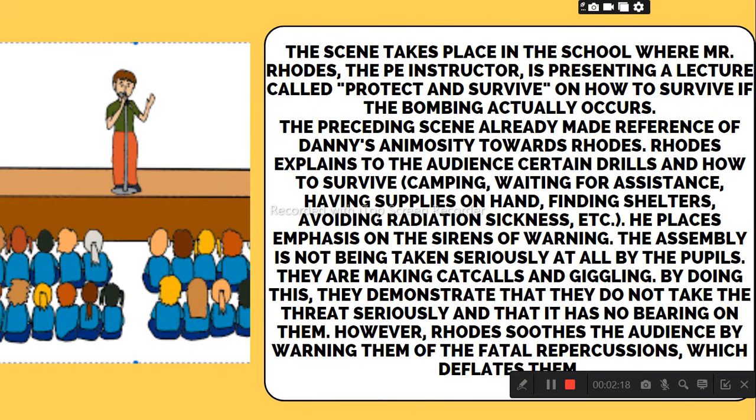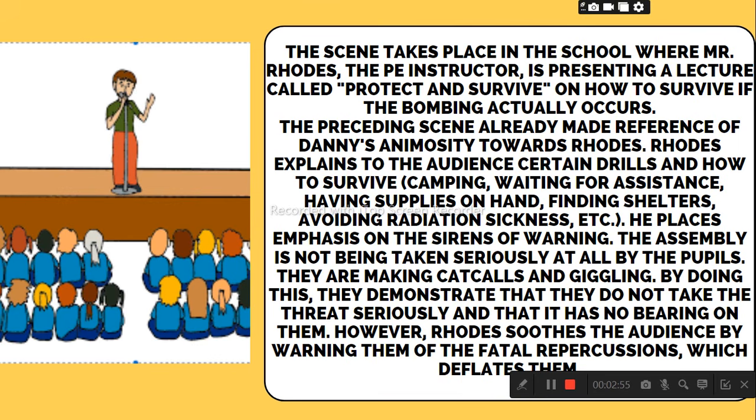The scene takes place in the school where Mr. Rhodes, the PE instructor, is presenting a lecture called Protect and Survive on how to survive if the bombing actually occurs. The preceding scene already made reference to Danny's animosity towards Rhodes. Rhodes explains to the audience certain drills and how to survive: camping, waiting for assistance, having supplies on hand, finding shelters, avoiding radiation sickness, etc. He places emphasis on the sirens of warning.